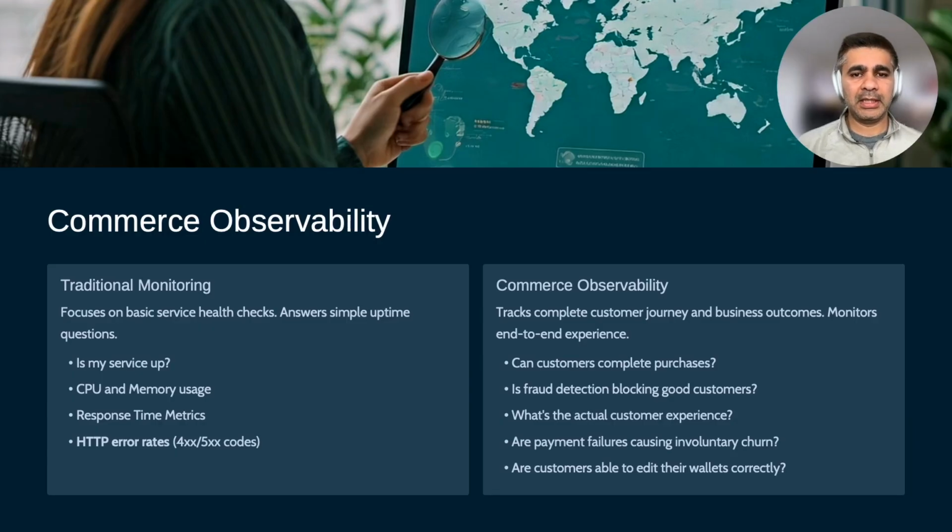Commerce observability takes a completely different approach. It tracks the complete customer journey and business outcomes. It monitors the end-to-end experience from the customer's perspective. Instead of asking, is my service up? Commerce observability asks the question that actually matters to your business. Can customers complete a purchase? Because your checkout API might be responding with 200 status codes, but if there's a bug in the payment flow, customers still can't buy.